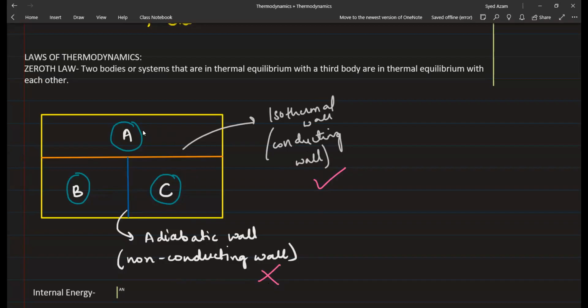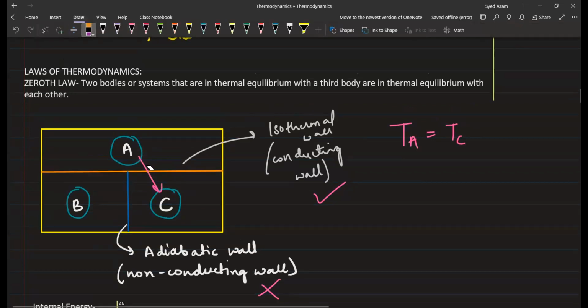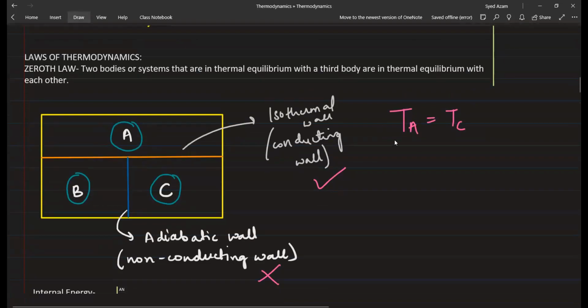Okay. So from A to B, the bodies will be exchanging heat, and till the time they exchange the heat. At which time? Till the time they achieve the same temperature. So temperature of A will eventually be equal to temperature of C, because this wall is conducting. There will be a conduction between these two. So this will allow the conduction to occur.